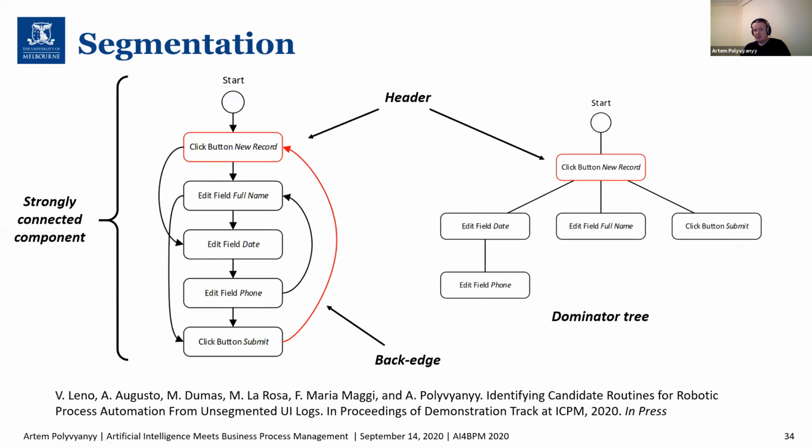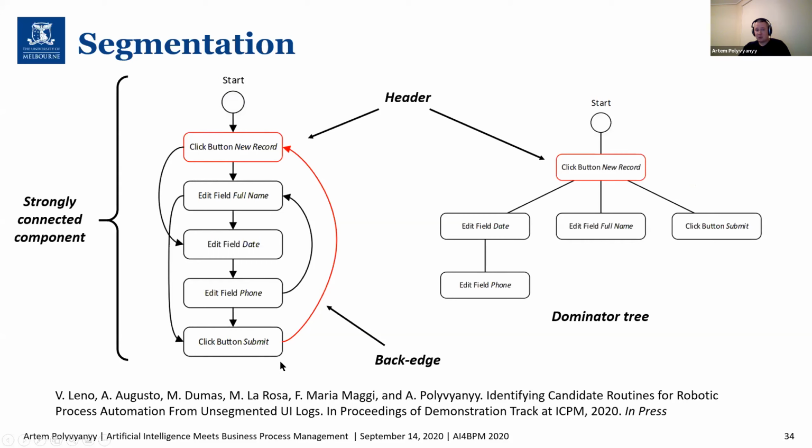Then this year at the ICPM conference in October, Volodymyr will present our work on segmentation. Once we have this continuous trace, we need to cut it, we need to segment it into small chunks, small exercises of transferring information for one student from an Excel form into the web form. And what we do, in a nutshell, is construct directly-follows graphs, where vertices are actions and edges are the immediate follows relationships between the actions that we observed.